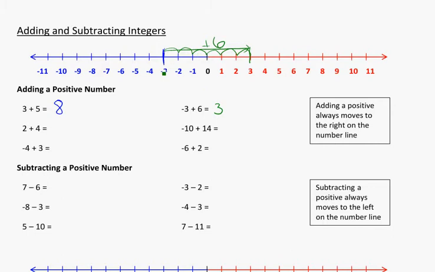And you can imagine that we're starting in the negative, so we have to use up some of that 6 just to get to 0, and then whatever's left will carry over into the positive numbers.